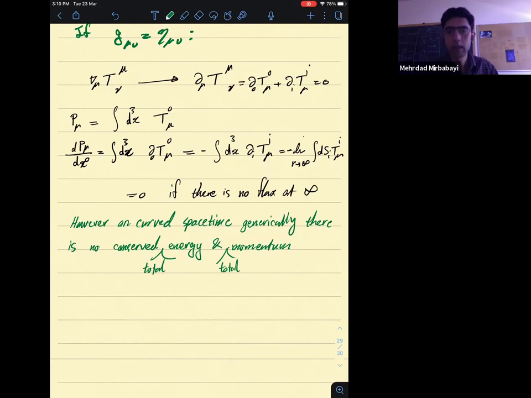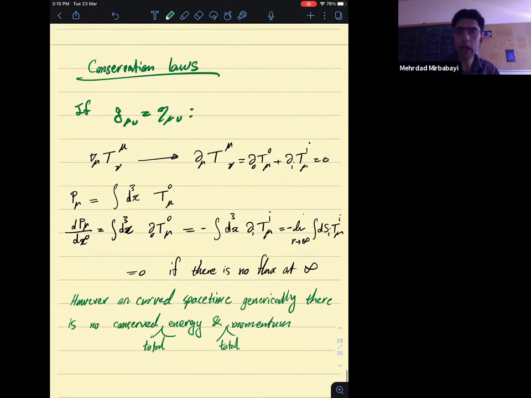It doesn't really make sense to talk about the total energy of the space-time, or the total energy of the matter fields in a space-time, or the total momentum of matter fields in a space-time in general. The reason, maybe the more physical reason for this, is that this T mu nu that we constructed here was constructed out of the matter action, right?